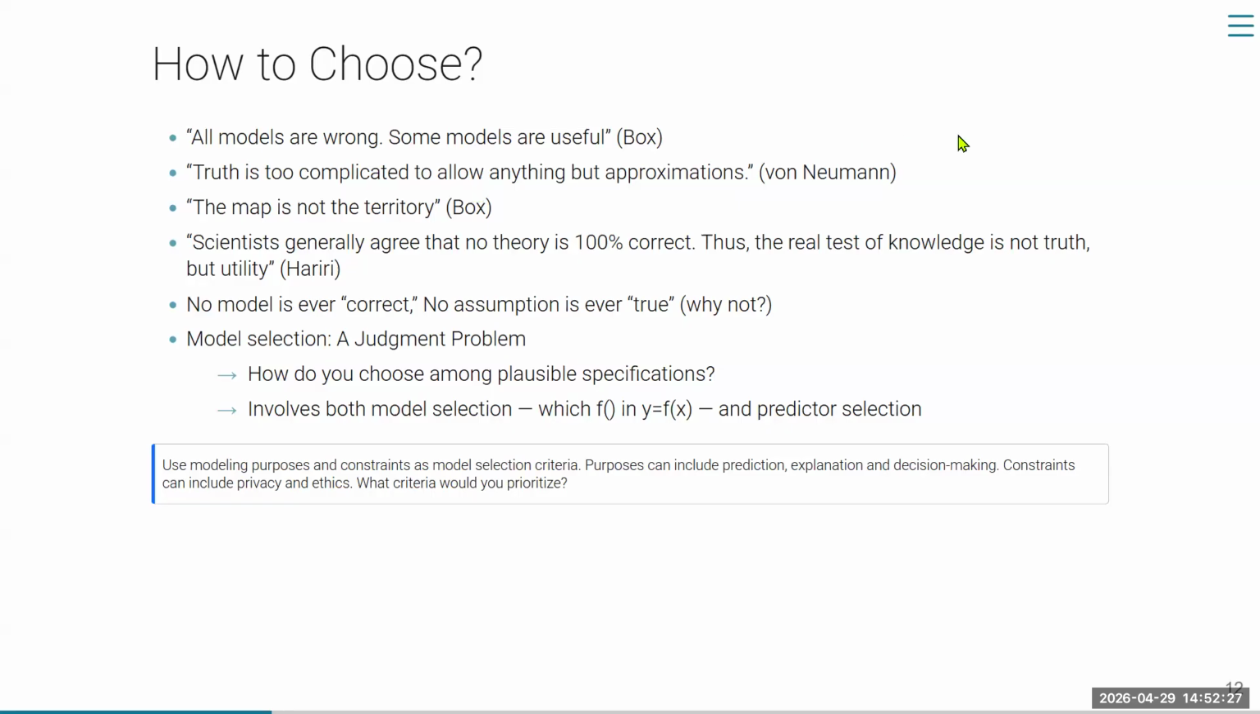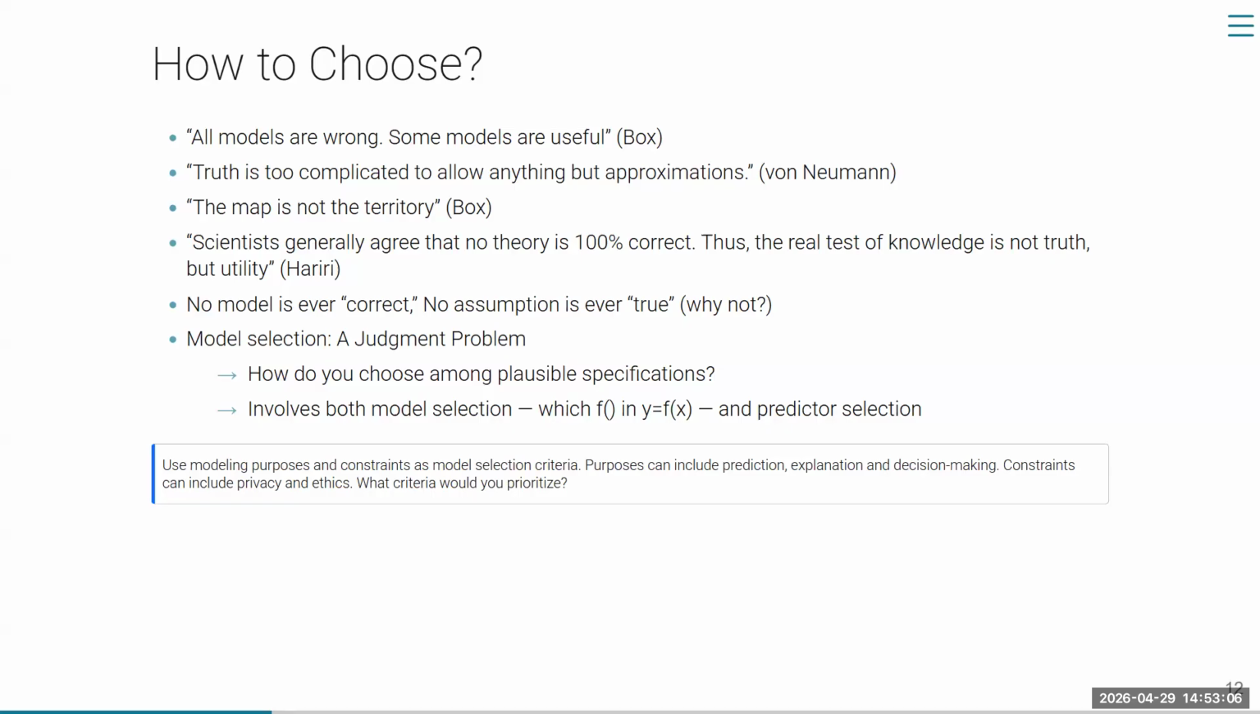And there's a bunch of quotes here. The one I really like is: scientists agree that no theory is fully correct. Thus, the real test of knowledge is not truth, it's utility. That's the guy who wrote Sapiens, a really famous book. Kind of a weird book. I'm not necessarily endorsing the book, but I am endorsing this quote that we don't evaluate our modeling choices by correctness, because every model is, by definition, incorrect.